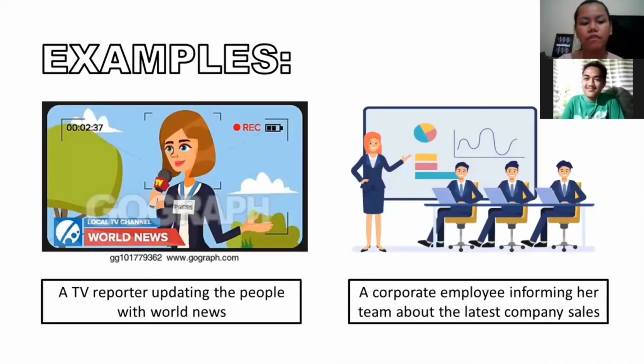Ano pa examples? Ayan, TV reporter updating the people with world news. Syempre, pag nanonood tayo ng news, ang function of communication is informing pa din. Kailangan natin yung news para makapag-desisyon tayo ano bang dapat natin gawin. Say dumaan sa EDSA, example, bawal lumabas. Bawal pala lumabas, labas ka ng labas, ayun, nahuli ka.